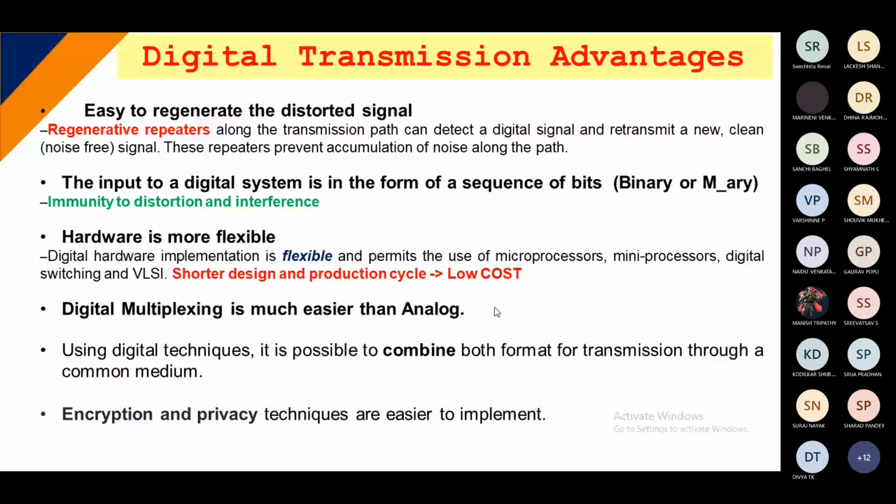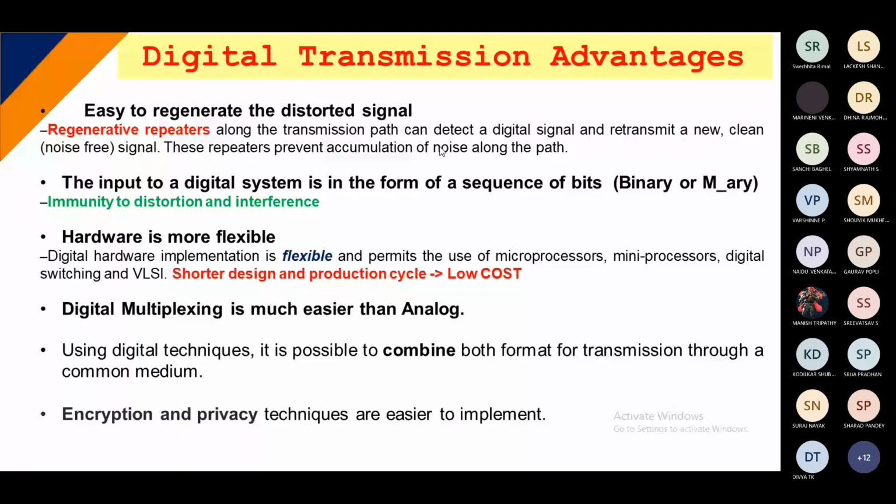One of the reasons is that it reconstructs the signals pretty well. For that purpose, regenerative repeaters are one of the modules usually used, where a new, clean and noise-free signal is produced. The repeaters prevent accumulation of noise along the path. Noise immunity is a super advantage of any scheme, because noise deteriorates the signal in a big way. So digital transmission has an inherent advantage of noise immunity.